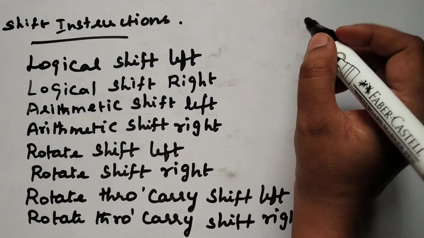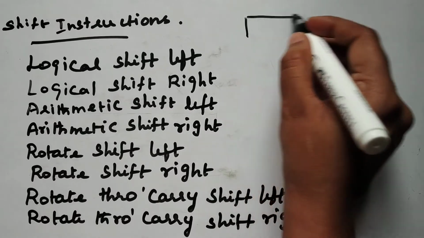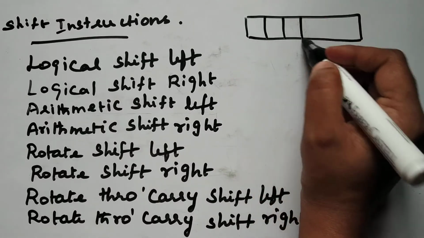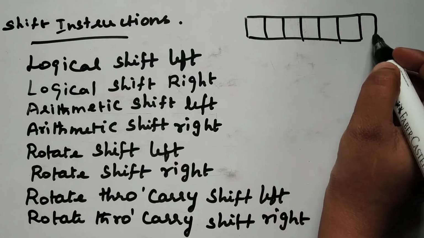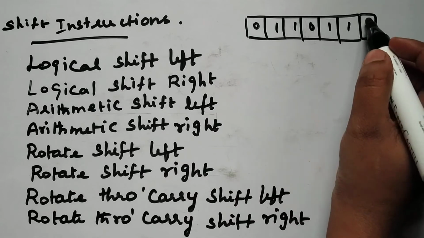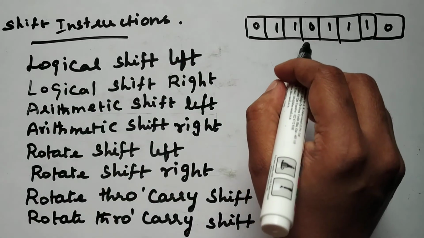First one is logical shift left. If you take logical shift left, and you are having this 8-bit data, for example, 0 1 1 0 1 1 1 0. Okay, so this is the given data.